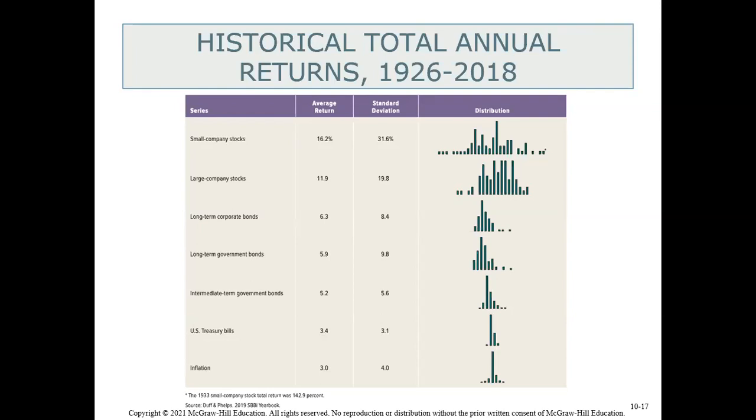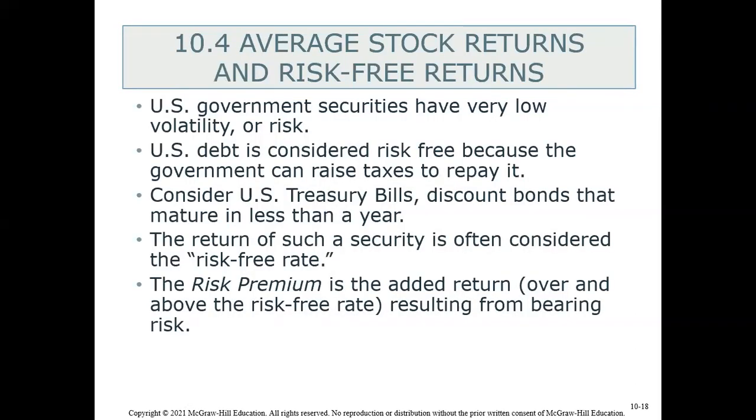Where large company stocks, that distribution or the variance in terms of standard deviation is 19.8. Take a look at US Treasury bills. The standard deviation from there is 3.1. Not much as compared to other types of investments. So because US government securities have very low volatility or risk, US debt is considered risk-free.